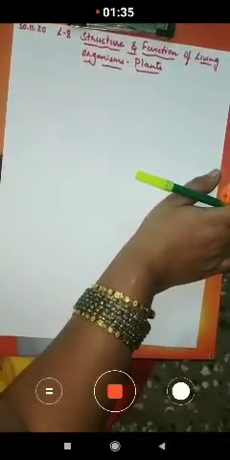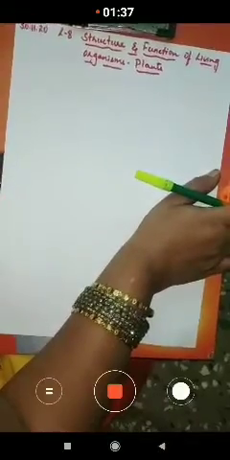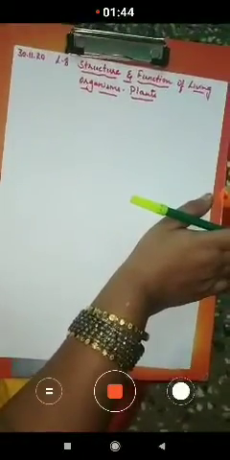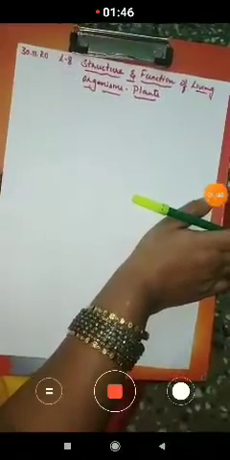Now the fourth whorl of a flower is the pistil or carpel. The pistil is the female part of the flower. It has three parts: the stigma at the top, the style in the middle, and the ovary at the base.